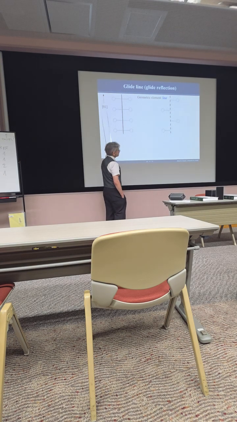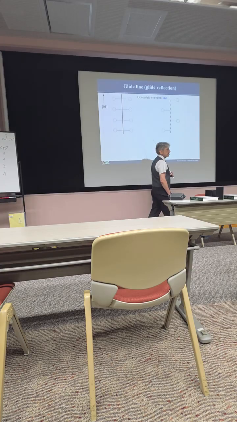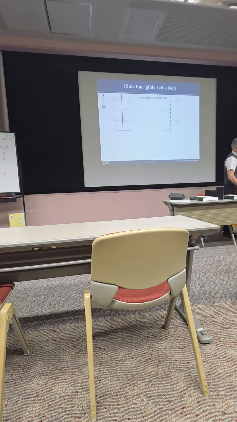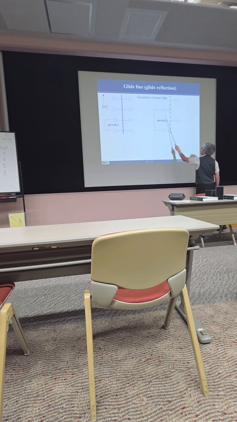To fix ideas, let's say that this is the 0-1 direction. Could be 1-0, could be anything else, doesn't matter. This is your period P, and this is another possibility. You will reflect and move along, reflect and move along, so the period now is this one. Of course, this is half a period.